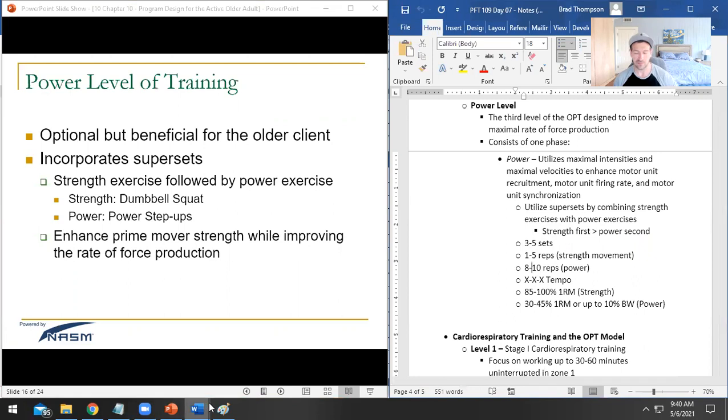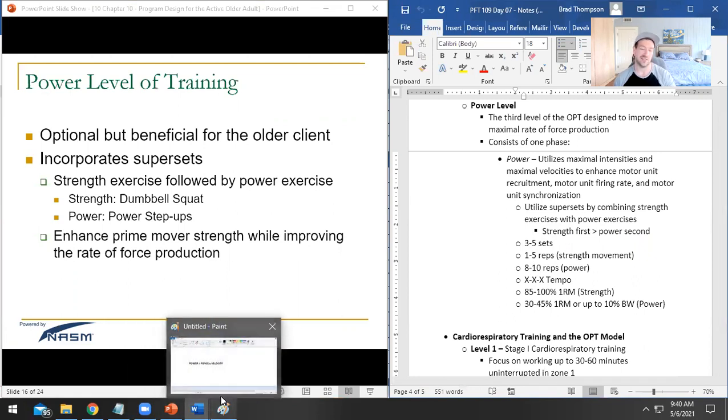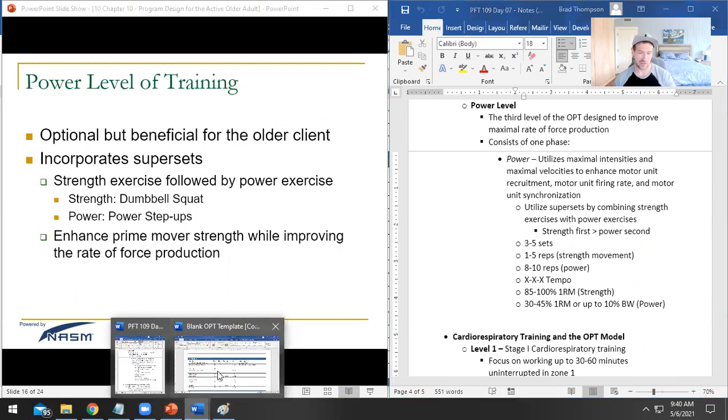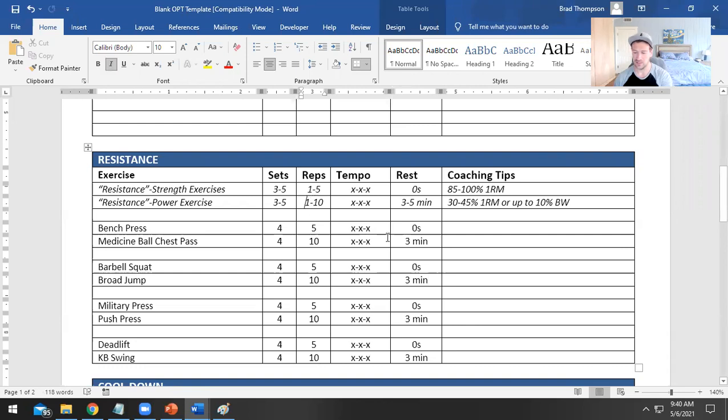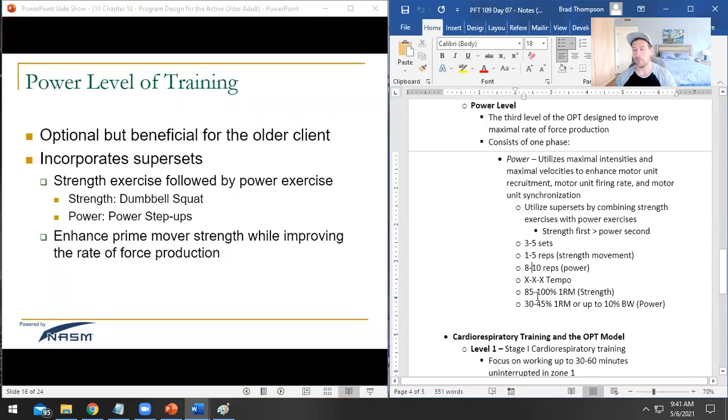Oh, 8 to 10. Sorry, did I say 1 to 10 earlier? I did, because I was thinking of dynamic stretches. Whoops. 8 to 10. 8 to 10 repetitions there. And then very, like I said, very explosive stuff on that.